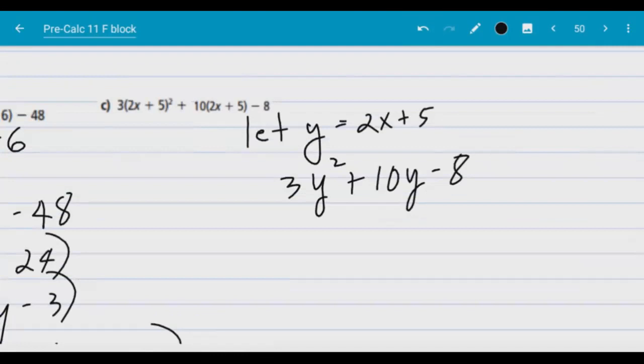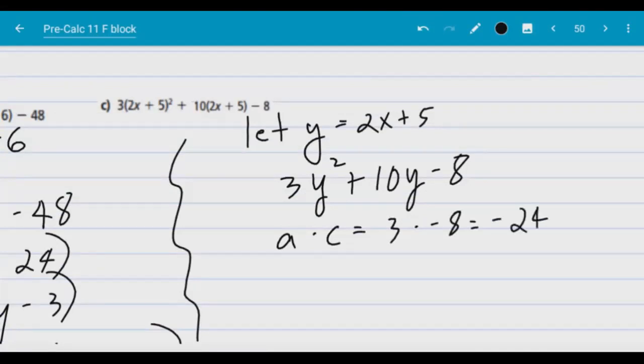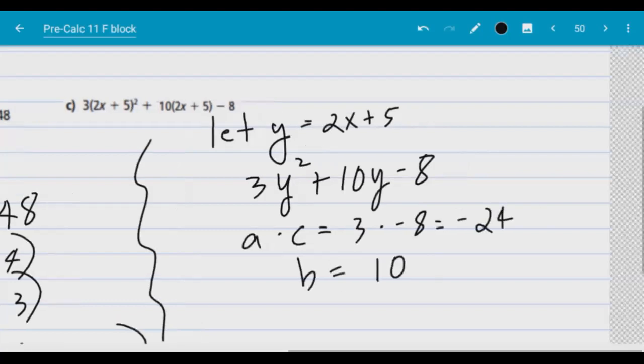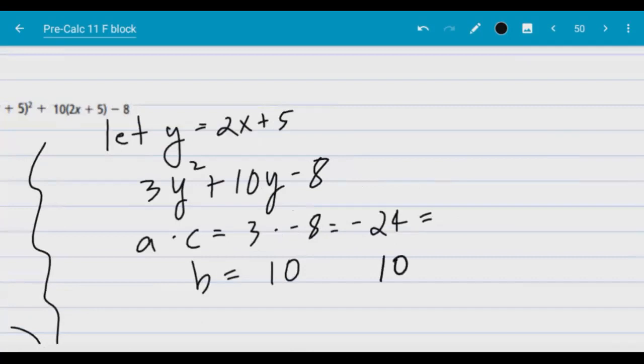Okay, so let's take a look. To factor this, our AC value would be 3 times negative 8, that would be negative 24, and our B value is equal to 10. So we are looking for two numbers that multiply to negative 24 and add to positive 10. One is positive, one is negative, obviously, because they multiply to a negative number. What two numbers are 10 away from each other? That would be 12 and 2. Which one would be positive? The 12 is positive. The negative is 2.